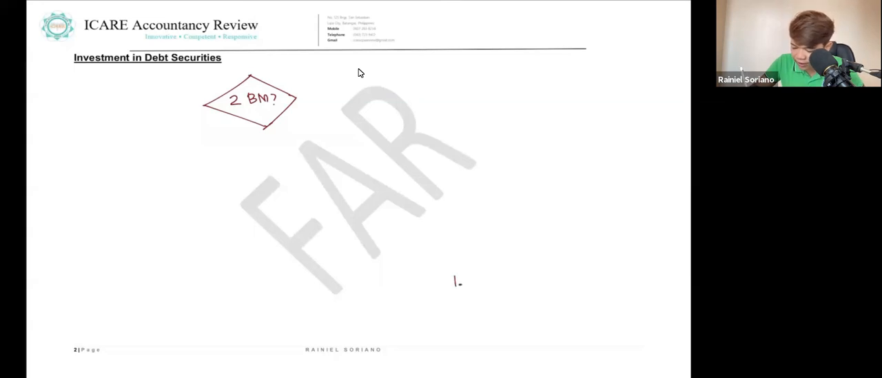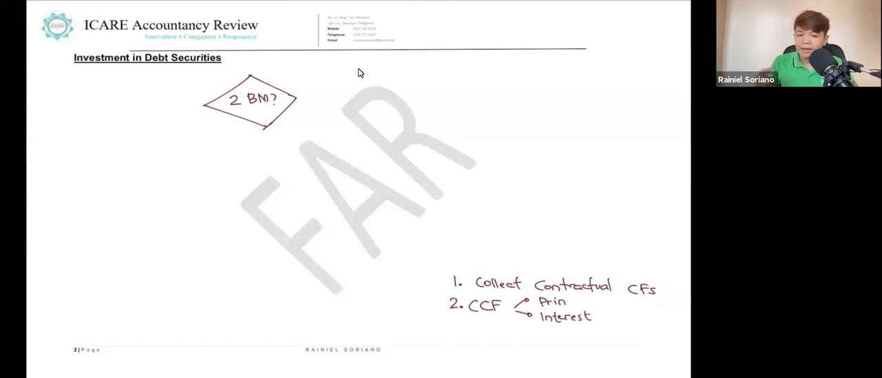The first business model is to collect contractual cash flows. Once again, the first business model is to collect contractual cash flows. Then the second business model is that the contractual cash flows are purely collection of principal and interest. Okay? Once again, present po ba itong dalawang business model na to? Because here, in investment in debt securities, business model test po ang ating ginagawa.